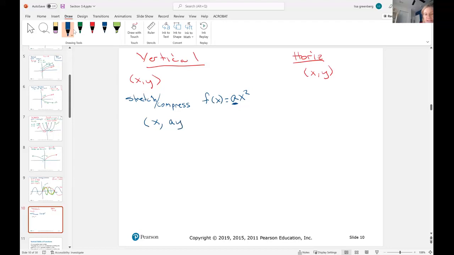So if a is 2, I would have the same x. And let's say I had the point 1, 2, and let a equal 2 here, then this is going to become 1, 4, because I'm multiplying the y values by 2, by whatever a is, right?